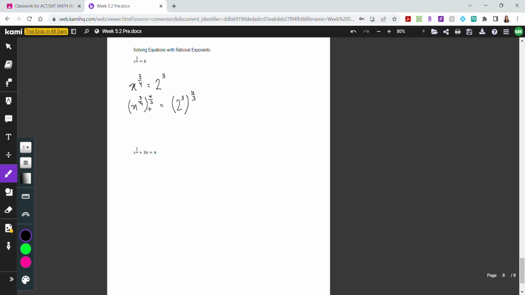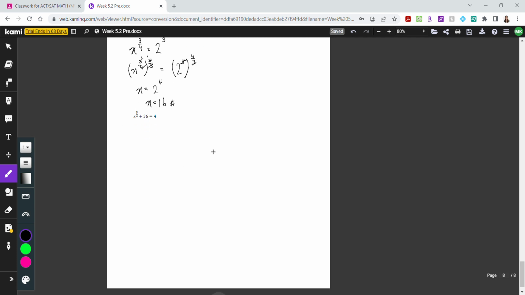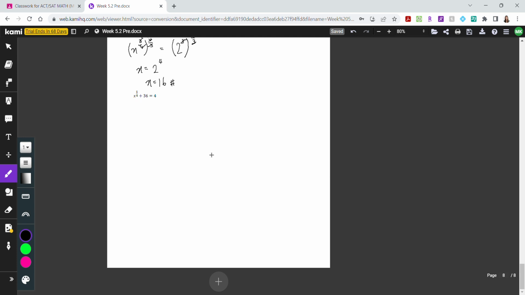And because of our power rule, we are going to multiply the exponents. So I know these cross out each other to give me 1. This crosses out to give me 4, right? So that means I'm going to get x equals 2 to the power of 4. I can find out what 2 to the power of 4 is, which is x equals 16. And that will be my answer. All right. Now, for the last question of the day, let's see. We have x to the power of 5 over 4 plus 36 equals 4.